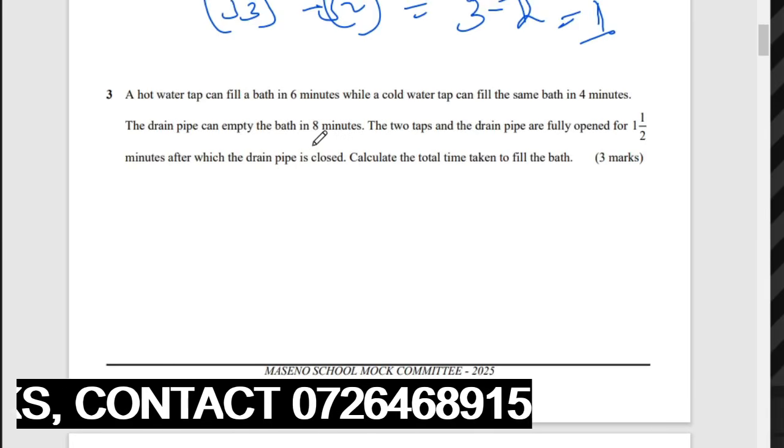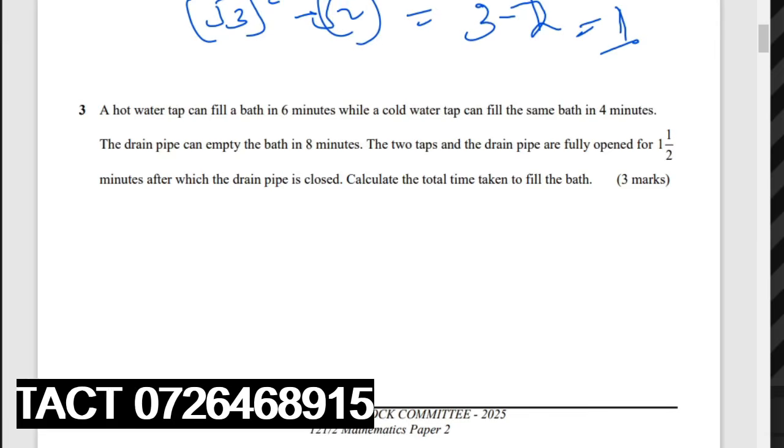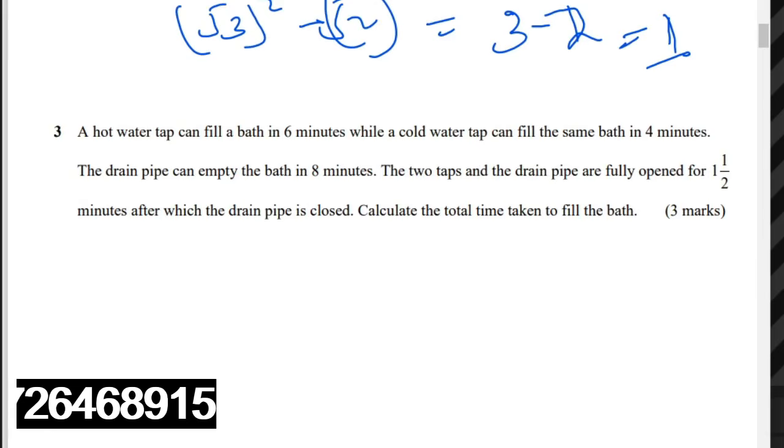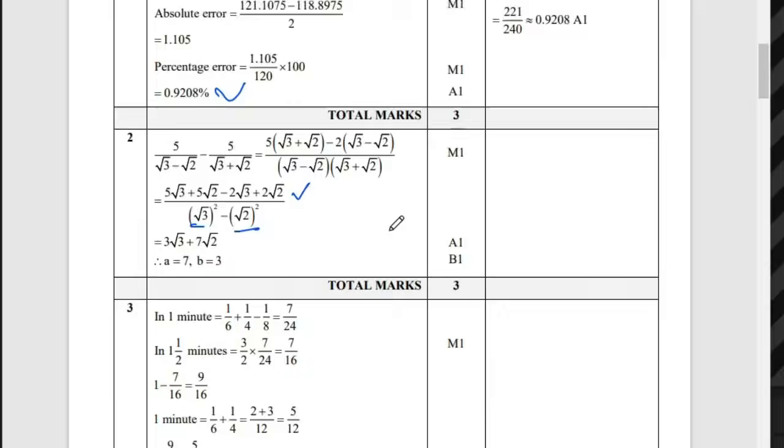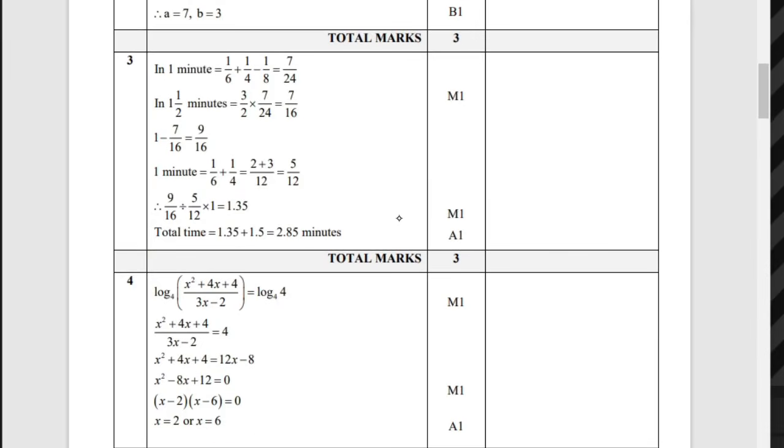Question 3. You can read through the question. Calculate the total time taken to fill the part. So if it was you, how would you have done this? Look at the marking scheme and practice these ones and make sure you get this as the answer.